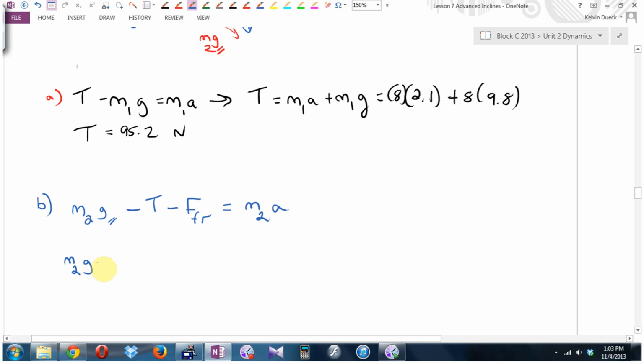M2G sine minus tension minus friction is what times what? Mu times, I don't know the normal force. Oh, but look. I know another force the same size as the normal force. M2G perpendicular, which I think is cos. Manisha's nodding.